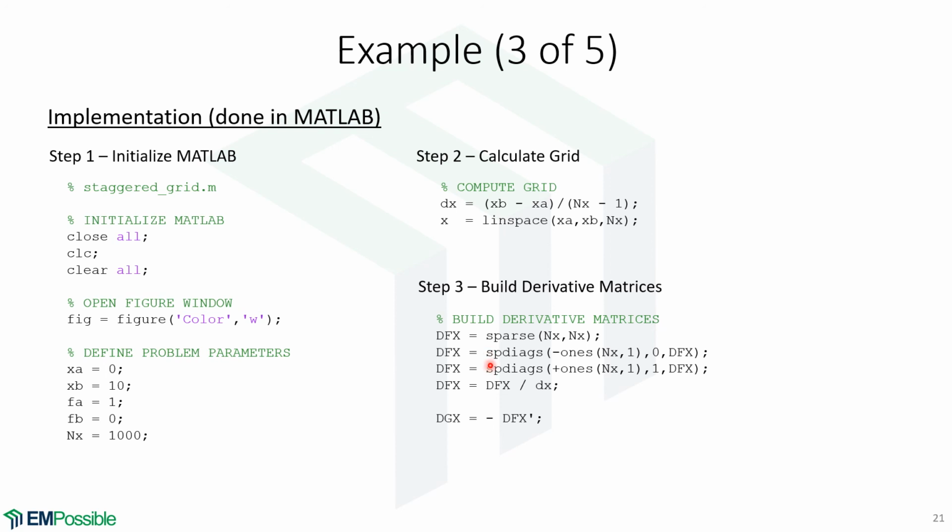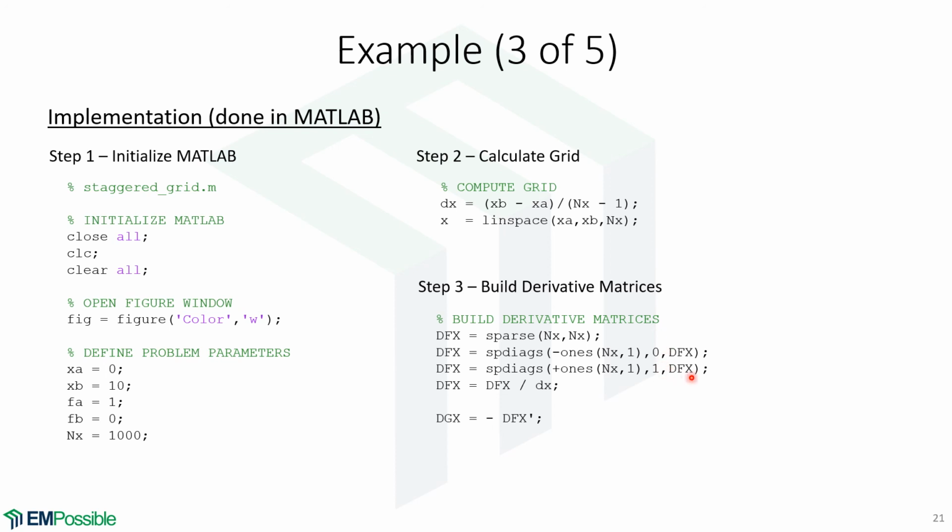Then I'm going to do 2 calls to spdiags. That's the built-in function in MATLAB that deals with sparse matrix diagonals. And so the first input argument is the data that I want to insert into the diagonal. So we're inserting an array of -1s. The second input argument is which diagonal we're inserting into. 0 is the center diagonal. So we're going to have a bunch of -1s down the center diagonal. And then the third input argument is the matrix that we want to insert the diagonal into, which is dfx, which is zeros right now. So we're going to come out almost with an identity matrix, just with -1s down the diagonal instead of +1s.